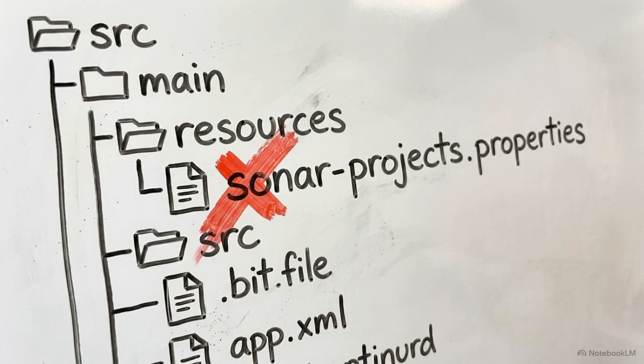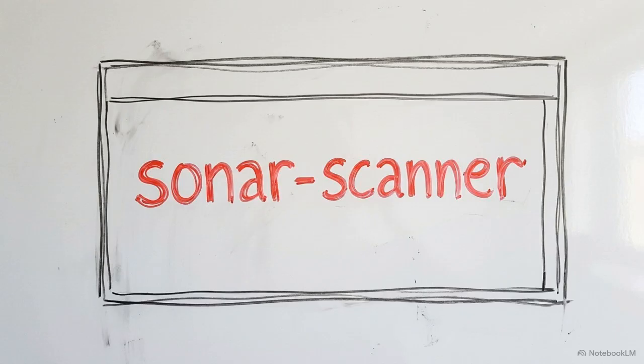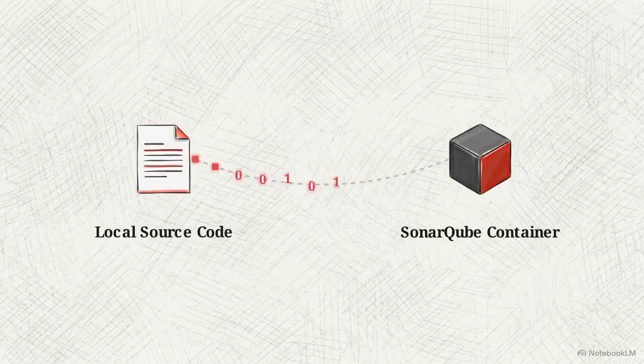Before scanning your application, you need to configure the connection. Create a new file in your project directory and name it exactly sonar-project.properties. A common mistake is to make project plural. If you add an S, the tool won't recognize it. With the configuration file saved, run the sonar scanner CLI command. This reads your local source code and pushes the analysis directly to your SonarQube container.